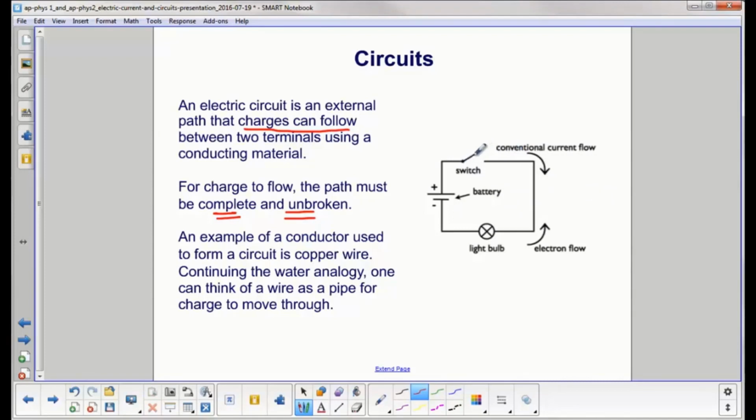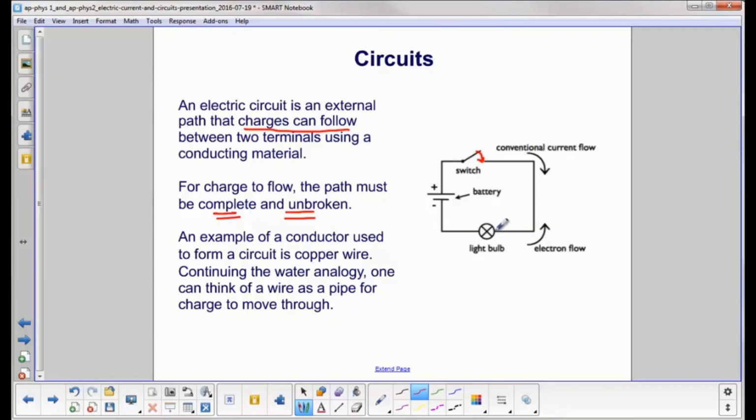For example, if this is a switch, and it's in that position here, the circuit is broken, no current will flow. This switch would have to be closed like that, and then you will get current. One more time on the definition, conventional current flow leaves the positive terminal and goes this way in a clockwise direction, when in reality what's happening is the electrons are moving counterclockwise.